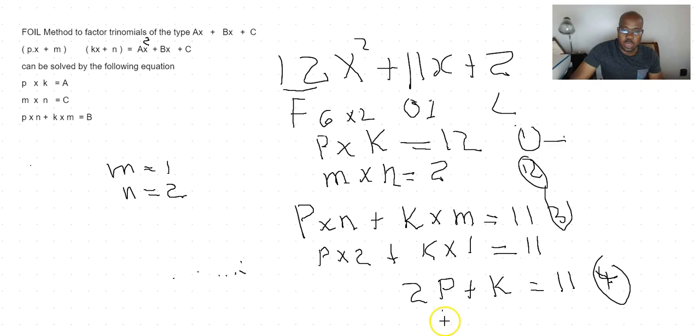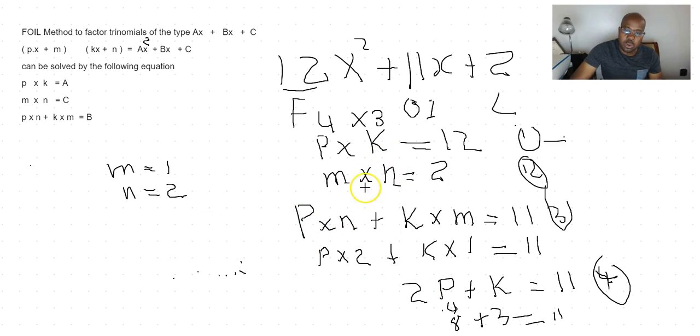Oh no, excuse us. The last one is 4 and 3. We already tried 6 and 2. The last one is 4 times 3. Okay, let's see if it works. 2 times 4 gives me 8. If I put 4 here, this gives me 8 plus 3, which is 11. It works.